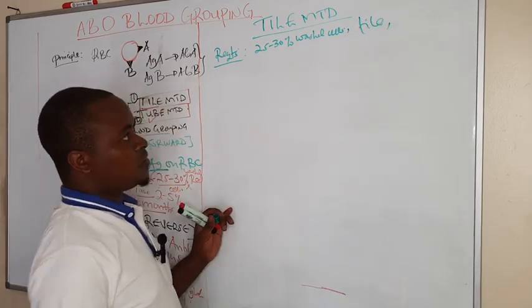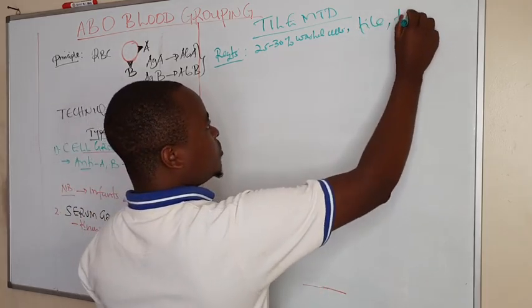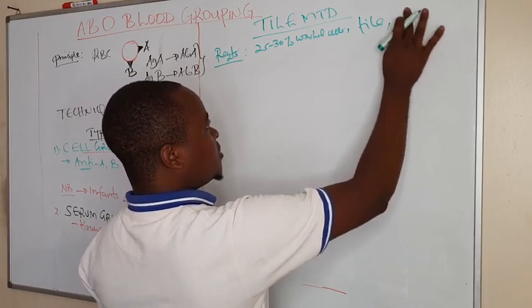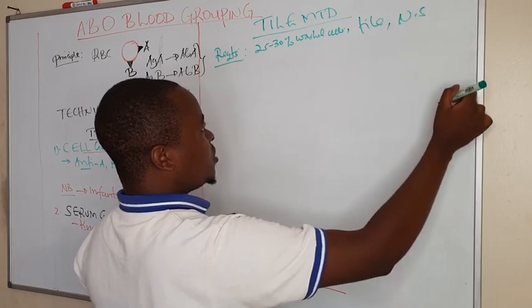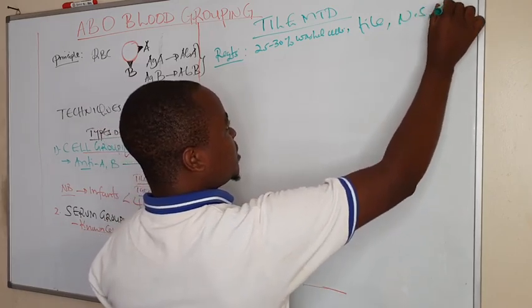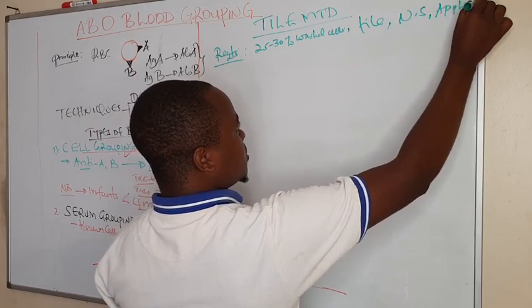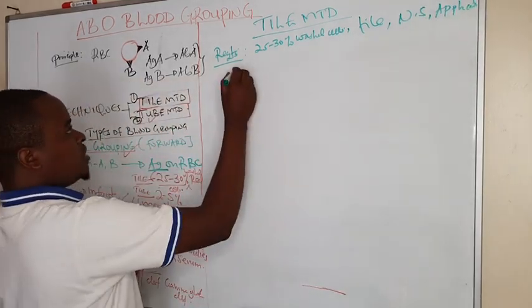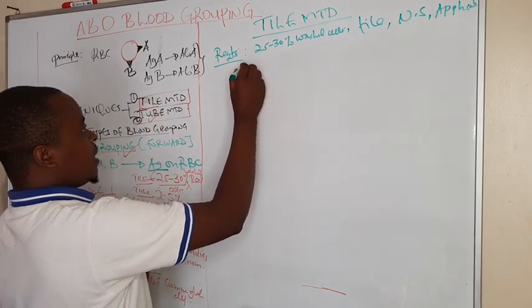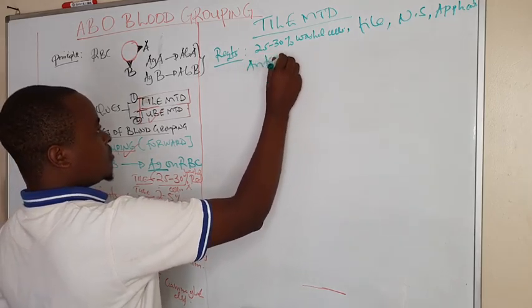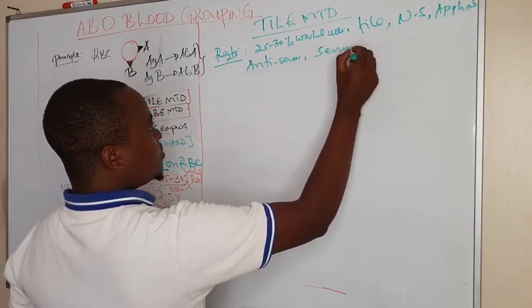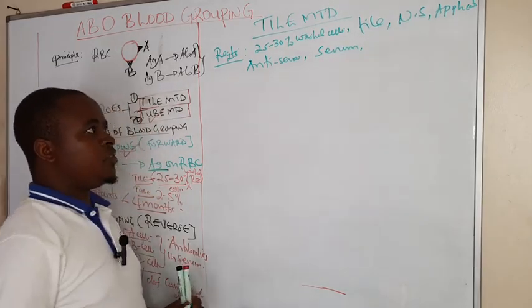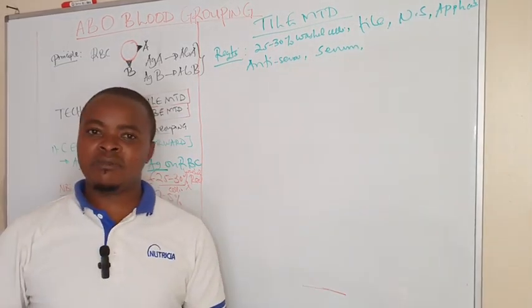We shall need tubes. We shall need normal saline for washing. We shall need applicator sticks for mixing. Then we shall also need anti-sera. We shall also need serum. And these are the major requirements we need under the tile method.